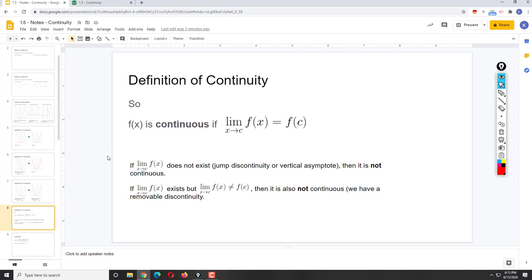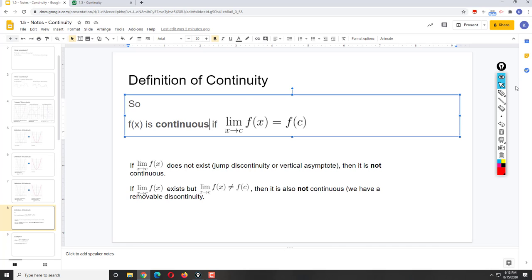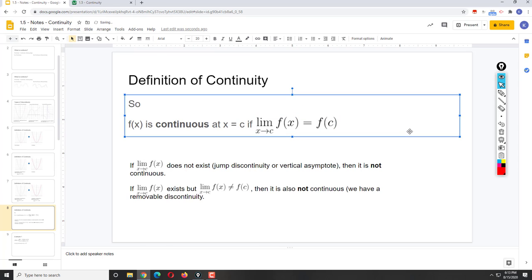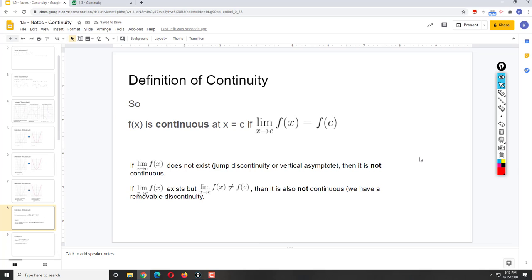So here's the definition of continuity. I want to be more rigorous. f of x is continuous at x equals c if the limit of f of x as x approaches c is equal to f of c. In other words, f is continuous when the limit is equal to the function.